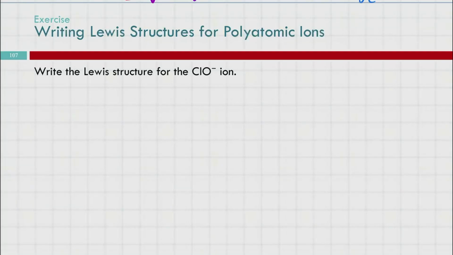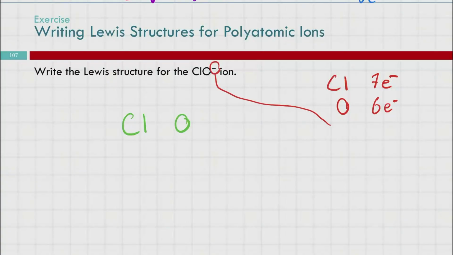All right, coming back after our short pause. We want the Lewis structure for the ClO- hypochlorite ion. So first up, we want our skeletal structure, chlorine and oxygen. Nice and easy. Then we want to count up our electrons. Chlorine is going to have 7 valence electrons. Oxygen has 6 valence electrons, and we also need one more from our negative charge.